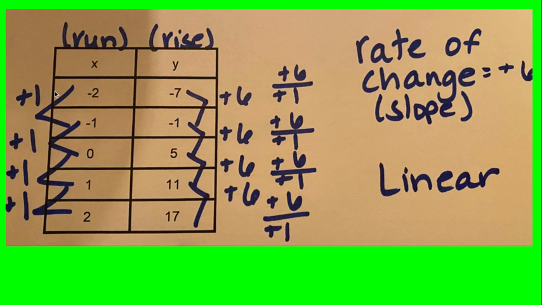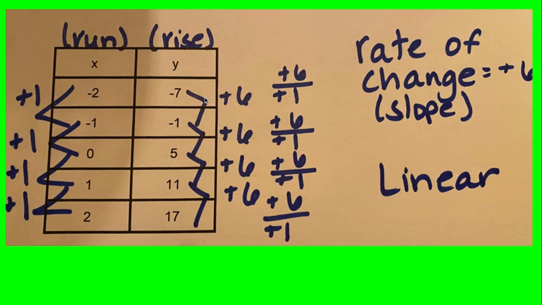Do the same over here on the x column, or my runs. From -2 to -1, I'm increasing by 1. -1 to 0, I'm increasing by 1. 0 to 1, I'm increasing by 1. And 1 to 2, I'm increasing by 1. Take all of your numbers here and write them as rise over run.